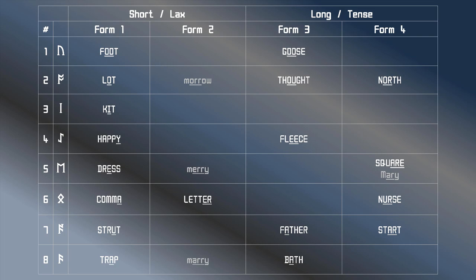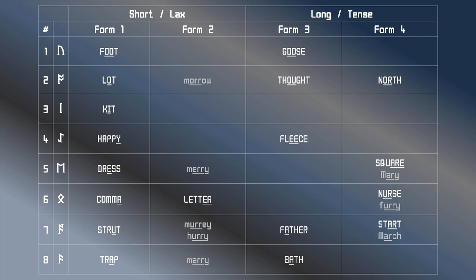This is a good point to analyze the Mary, Marry, Merry merger. In accents where those vowels are not merged, Marry uses the trap vowel followed by er, Merry uses the dress vowel followed by er, and Mary uses the square vowel. We've also included the word morrow on this chart because it similarly uses the lot vowel followed by er. However, in some accents, this word is pronounced morrow using the north vowel. Likewise, it's not uncommon to find accents where either Mary or Marry, or sometimes both, have merged into Merry. So for the sake of form rank, we find that in the hierarchy, form 4 appears to outrank form 2.